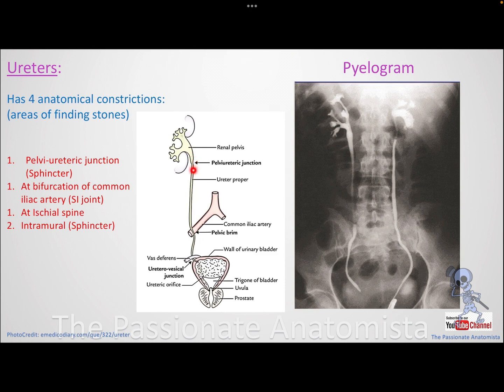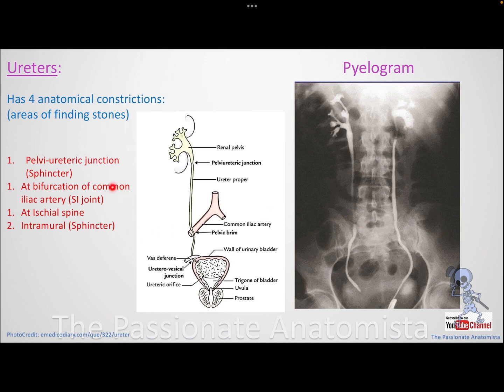Why is it important to know about the constriction? Because these are the areas where you would expect to find stones, the kidney stones. So it's important to know that at the level of L2, this is the first sphincter you have, at the pelviureteric junction. So you would expect to see a kidney stone at that point. And also in the intramural part, when you are entering and running in the thickness of the urinary bladder, you have the other sphincter, and you would expect to find stones here.